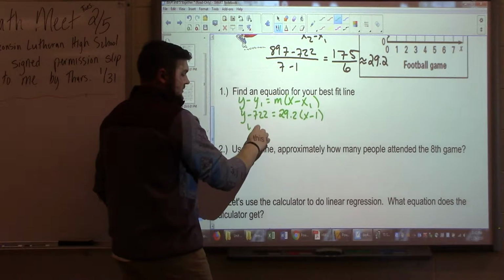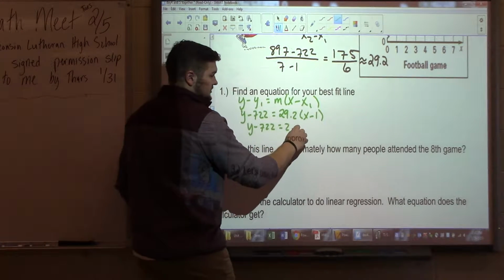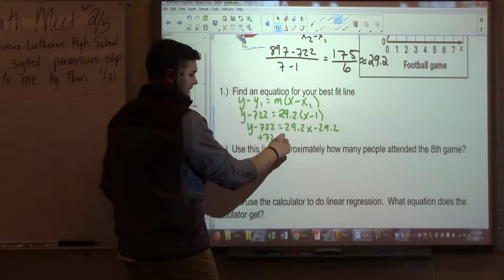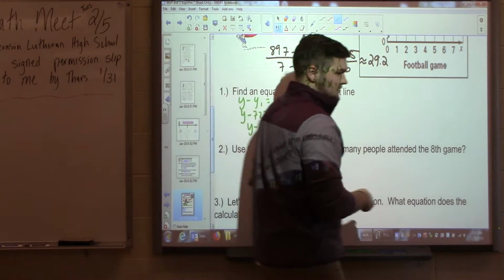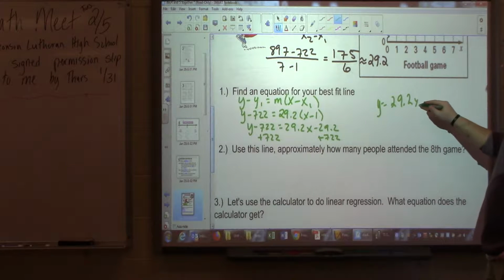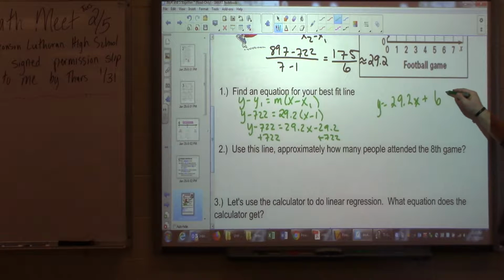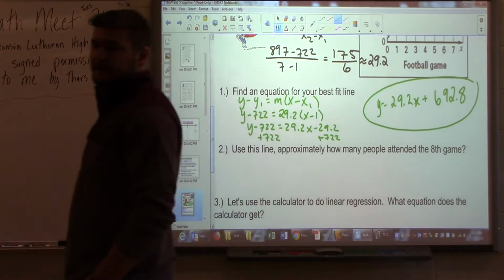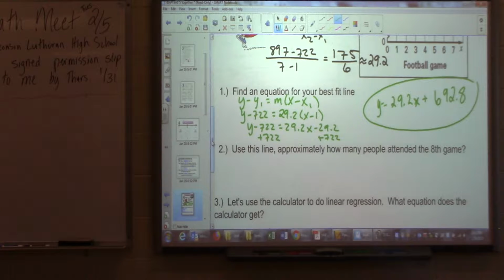Distribute your 29.2. y minus 722 equals 29.2x minus 29.2. Add 722 to both sides. We should get y equals 29.2x plus 692.8. Right? Do I get that? Do we have any questions how I got that? Do we all follow me? So that's line of best fit, doing it by hand.